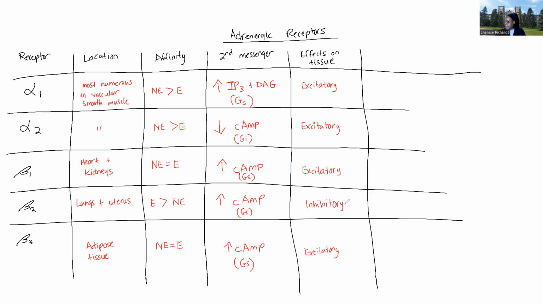And we talked about the main example with beta 2 being that it is on the lungs, and a function of the sympathetic nervous system on the lungs is to inhibit or dilate the tissue as a part of the sympathetic response. So again, not conflating what it does to a second messenger with its effect on the tissue. All right, so here's somewhat of an exception to watch out for as well.